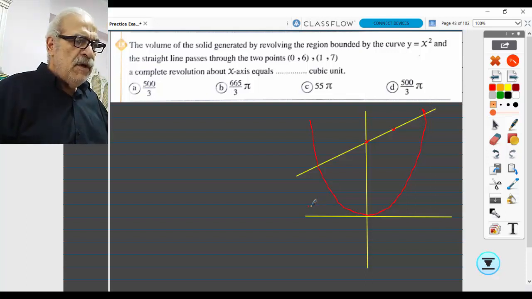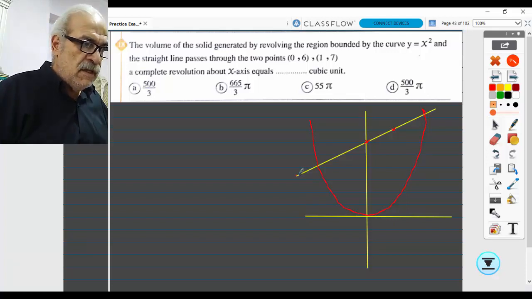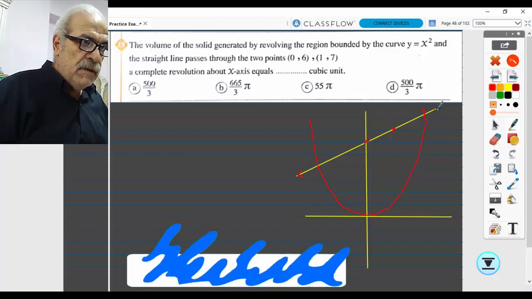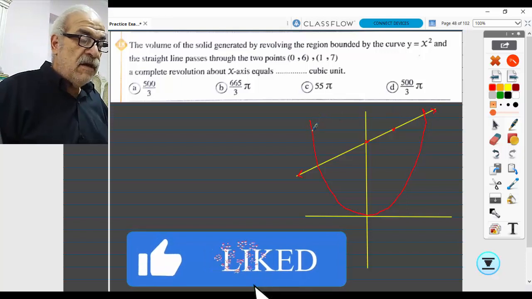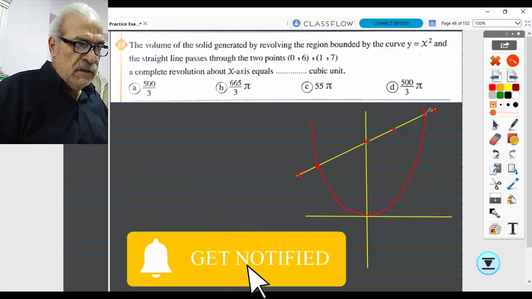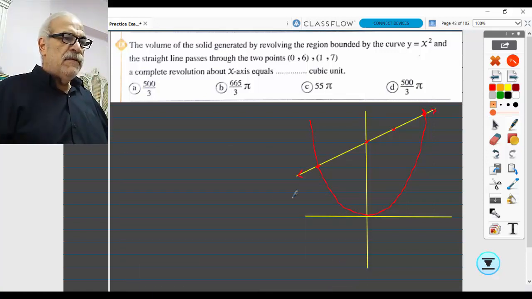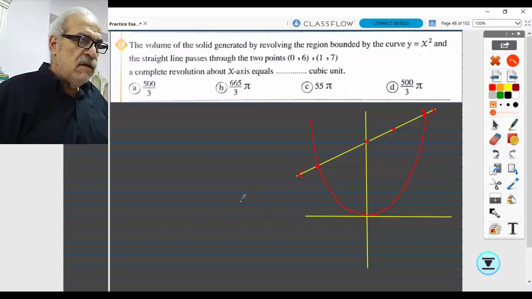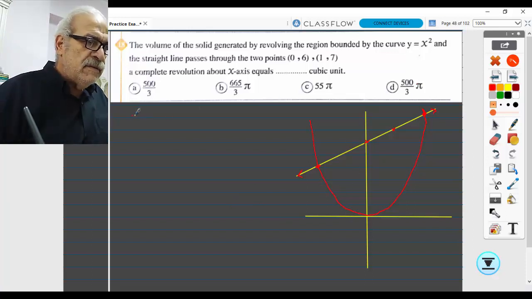Okay, the revolution about x-axis. So first we wanted to find the points of intersection of the straight line here with the curve. Here we have 2 points. It's very important to find the points of intersection. We have y1 equals x square. It is the equation of the curve.